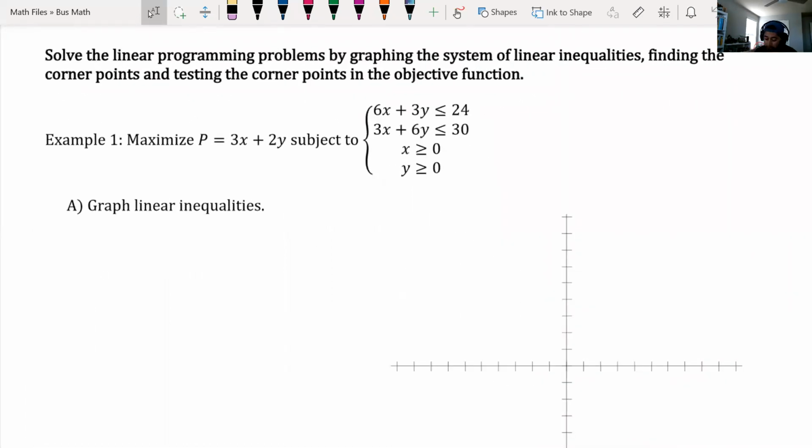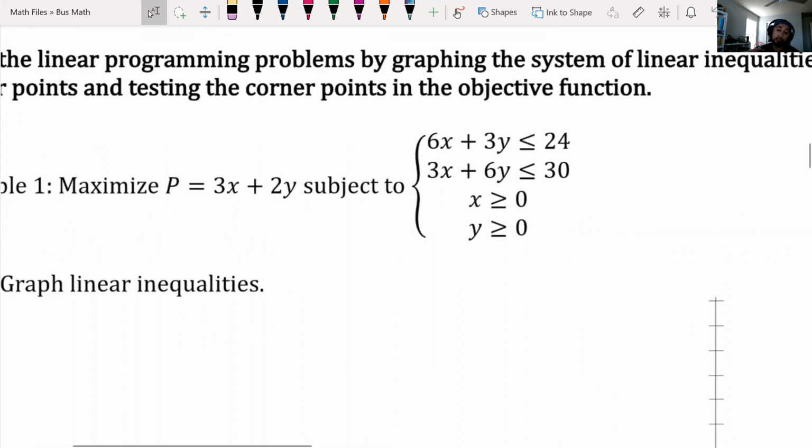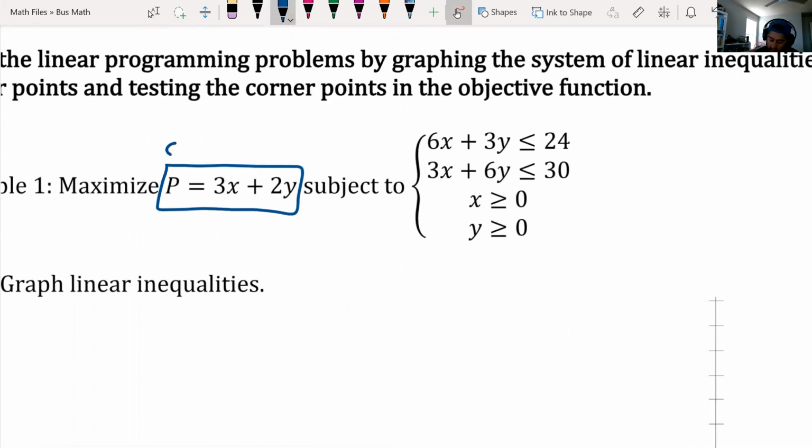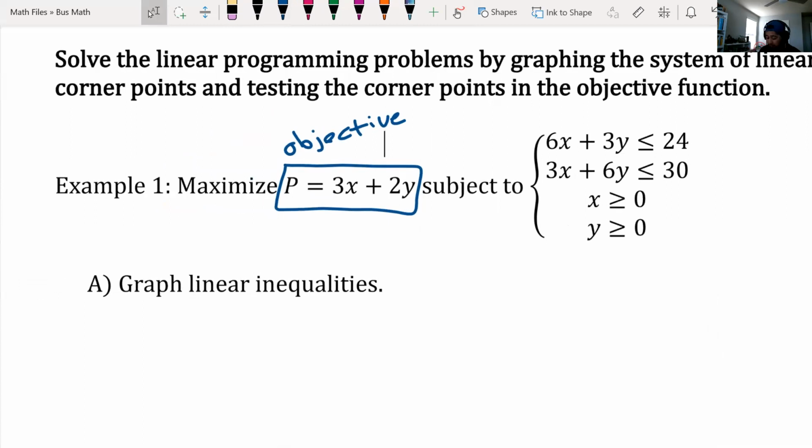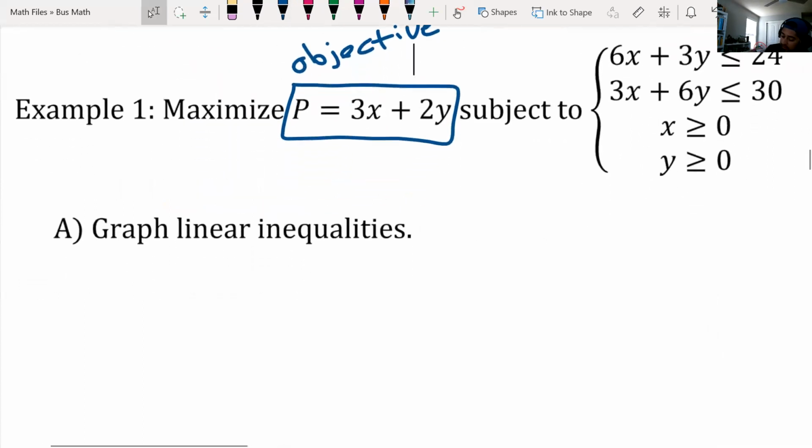Okay. So solve the linear programming problems by graphing the system of linear inequalities, find the corner points, and test the corner points into the objective function. So it says, example 1, maximize P equals 3x plus 2y. So this is going to be considered the objective function. This is what we have to maximize. Okay. So in order to do that, we have to graph the inequalities. So just like last class, let's go ahead and find the x and y intercepts of each inequality.